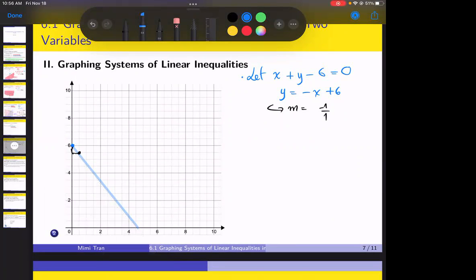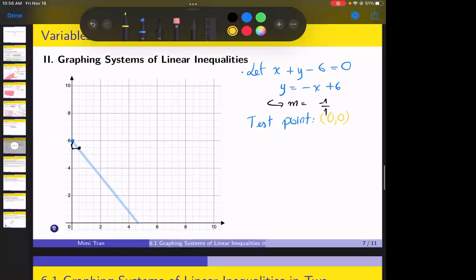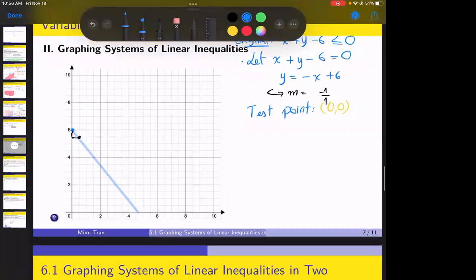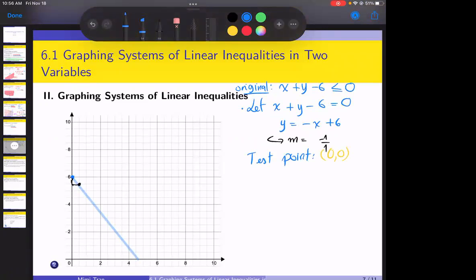All right, the second one. Oh, pick point first. I forgot. Test point. 0, 0 again. By the way, it's not always 0, 0, okay? It's just because my line is not passing through the origin, I'm allowed to pick 0, 0. You plug back into the original. So x plus y minus 6 is less than or equal to 0. That's the original. Is negative 6 less than or equal to 0? True or false? True, right? True.